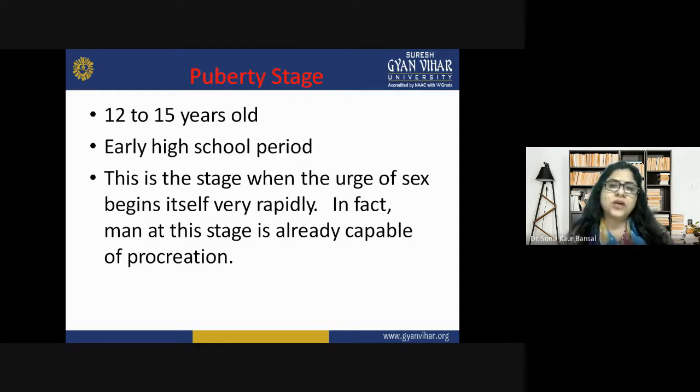So, the puberty stage is the adolescent stage, and in the words of Stanley Hall, it is a stage of storm and struggle, conflicts. So this is the time when the child is actually full of conflicts. What's going on inside? So this is really a very important stage.